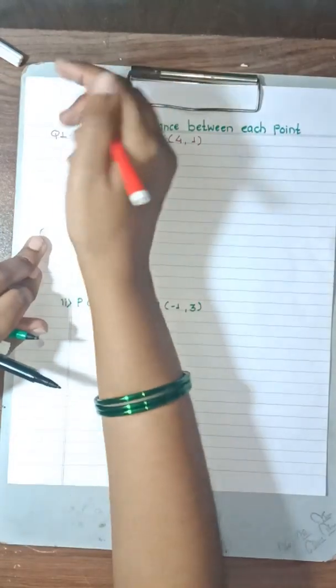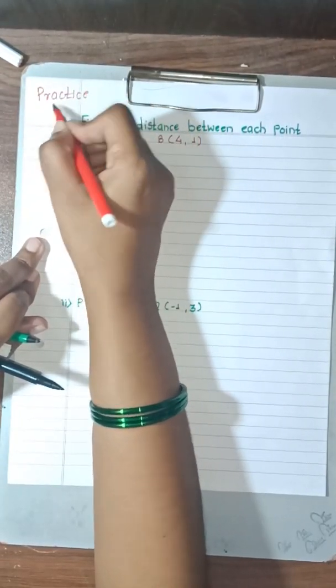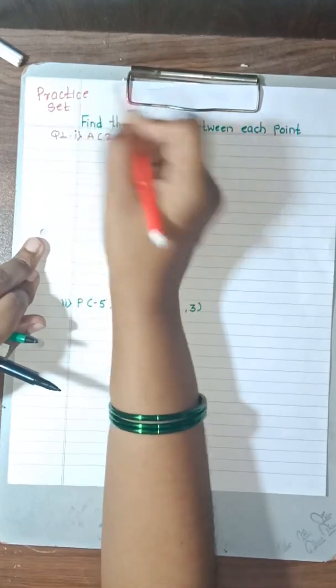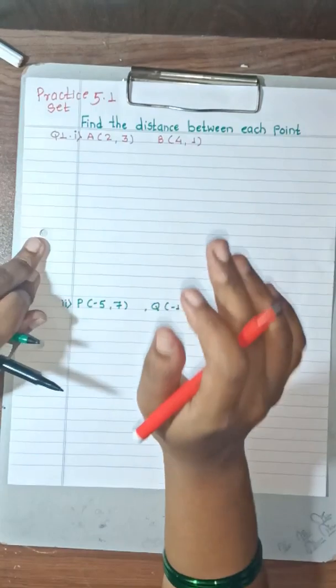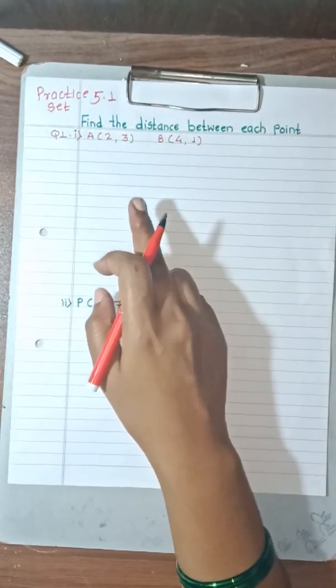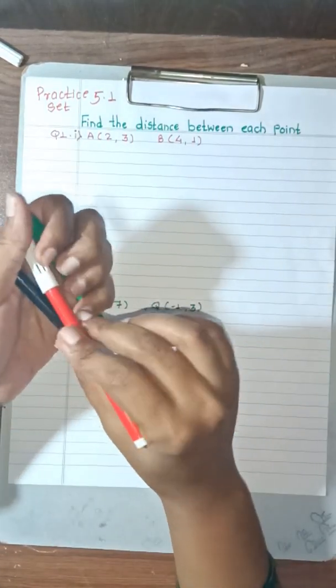Practice set 5.1, I'll write down here. Practice set 5.1, question number 1. In that, sub question 1. Okay, you have to find the distance between each pair of points. Now this is very easy, children.